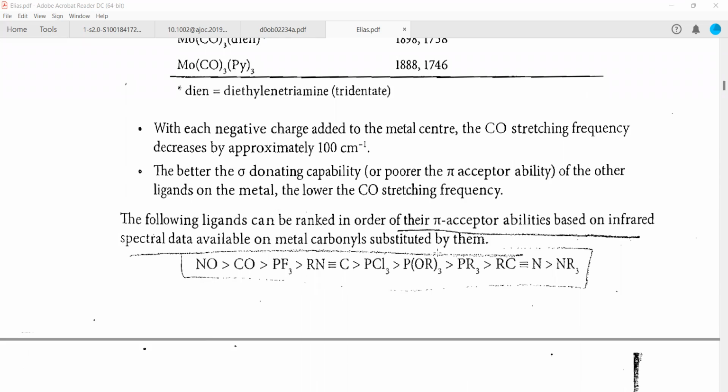The following are the ranks of the pi acceptor abilities based on infrared spectroscopy. So how do you know which ligand is a better pi acceptor? You can place all of these ligands one by one trans to the carbonyl, and then you can easily find it out, right?